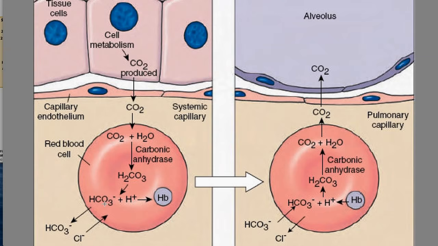Once you get to this step, what you've actually done is, the hydrogen ion will go off and bind to hemoglobin, which is what this blue HB is representing. That's what will happen to that proton.